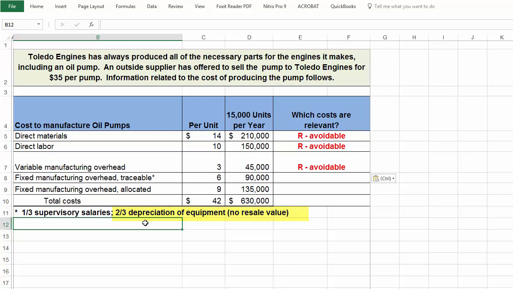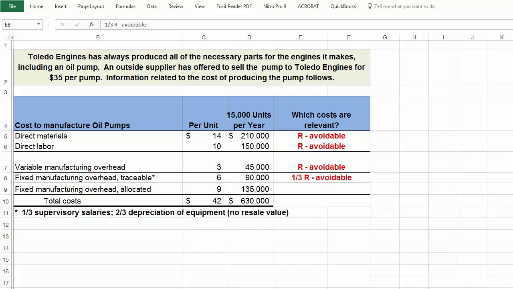So as we've learned in previous videos, the depreciation is not a relevant cost because it's effectively sunk. However, the one-third of supervisory salaries is relevant. And I've typed in one-third of that cost is relevant because it's avoidable.